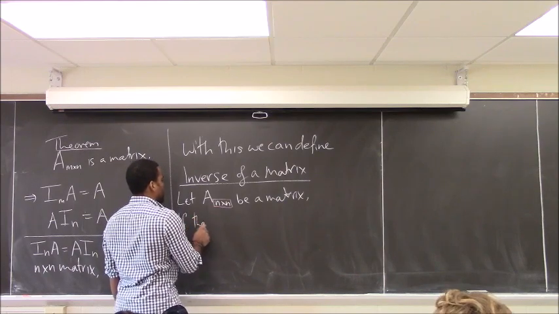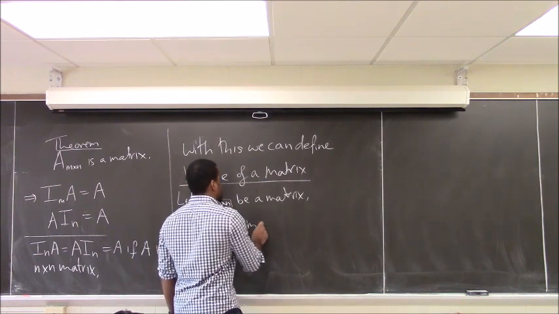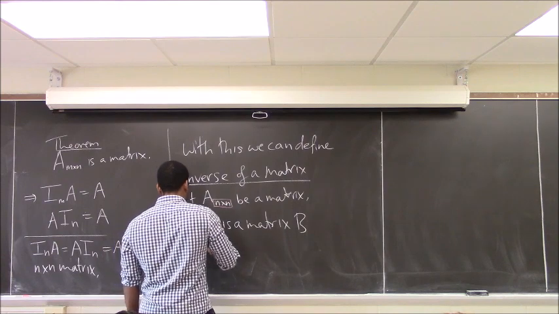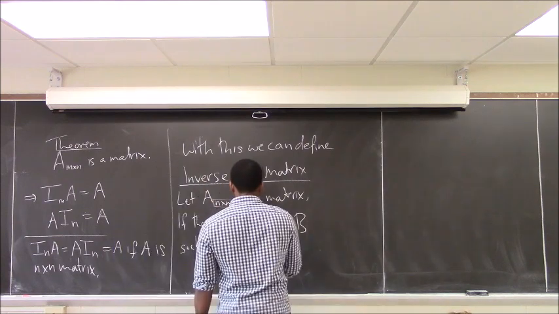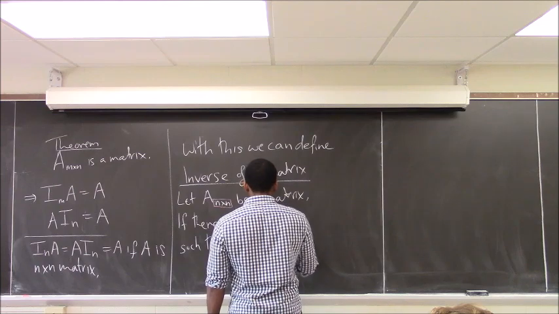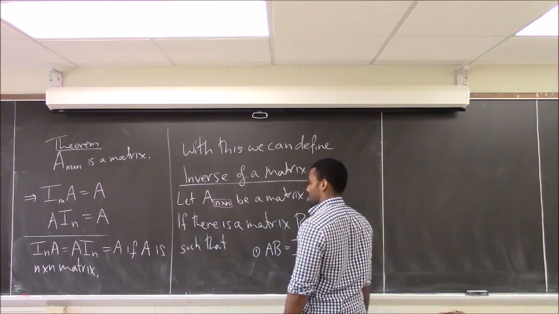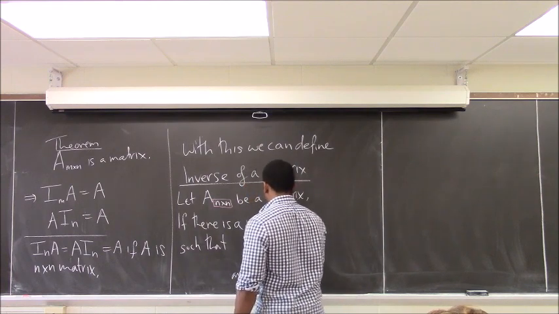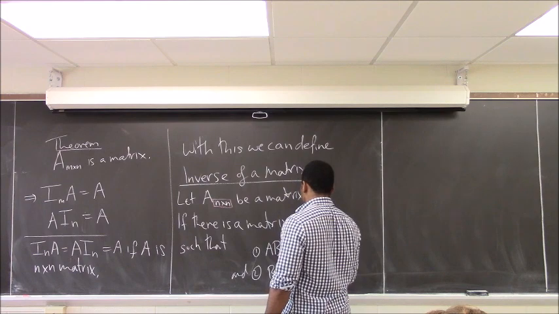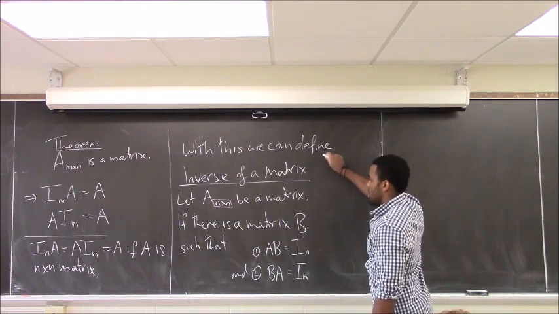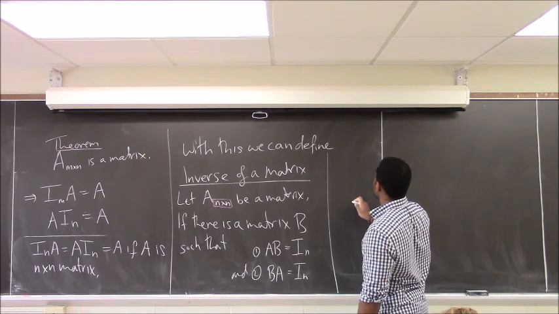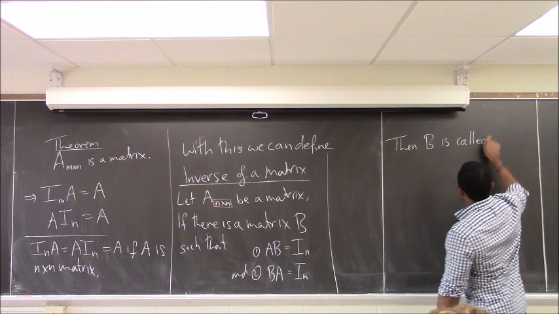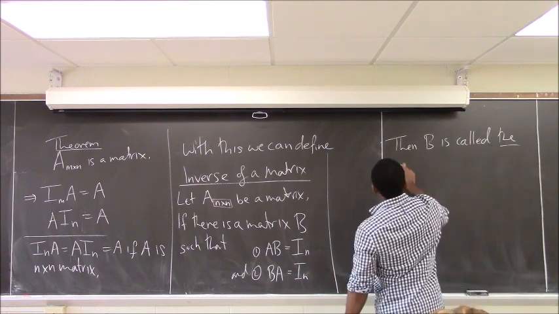If there is a matrix B such that (1) A times B equals I, and at the same time (2) B times A equals I, then B is called the inverse of A.